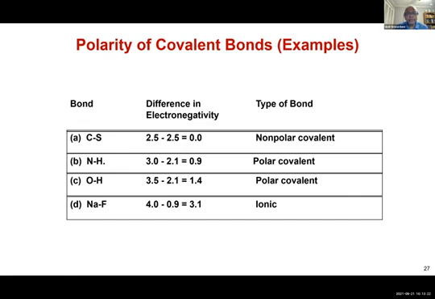Sodium fluoride. There are two elements, a metal and a non-metal. Fluorine is the non-metal and has the highest electronegativity, 4.0. Sodium has 0.9. 0.9 subtracted from 4.0 is 3.1, which is greater than 1.9. Therefore, it is definitely an ionic bond. So you can use electronegativity to figure out all kinds of bonding. Here, we are mainly focusing on the covalent bond.